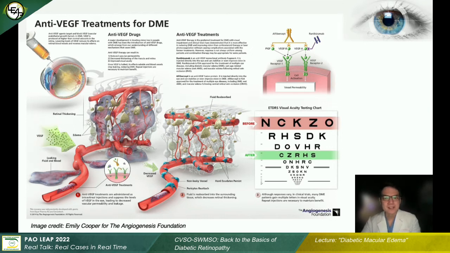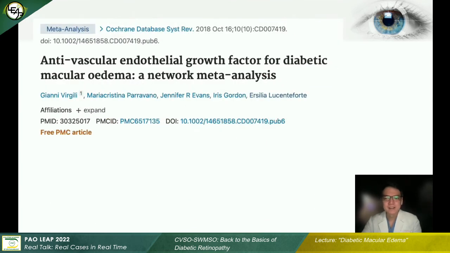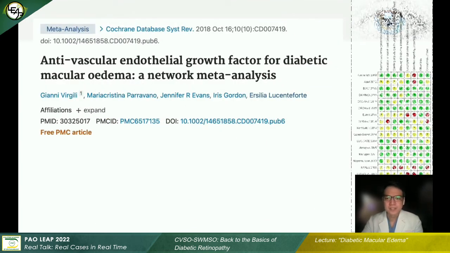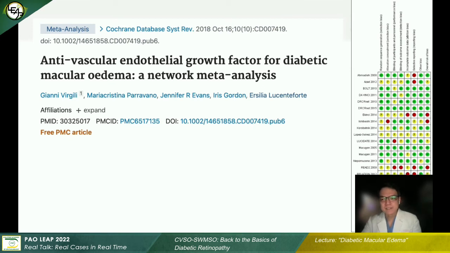Instead, I will present the data of a recent network meta-analysis by Virgili and company done in 2018, where they reviewed 24 studies that included 6,007 participants with DME and moderate vision loss. Data were collected on the drugs of direct interest, which are namely aflibercept, bevacizumab, and ranibizumab. The others were labeled as index.